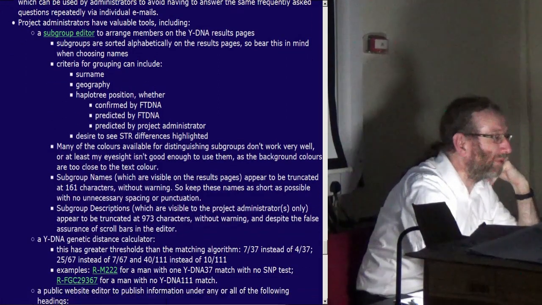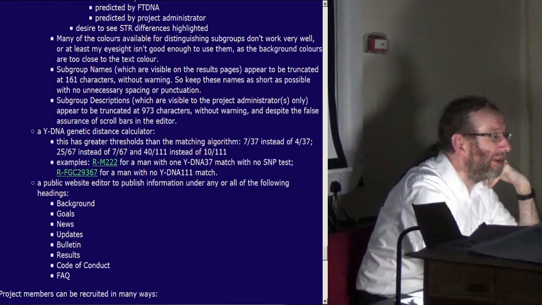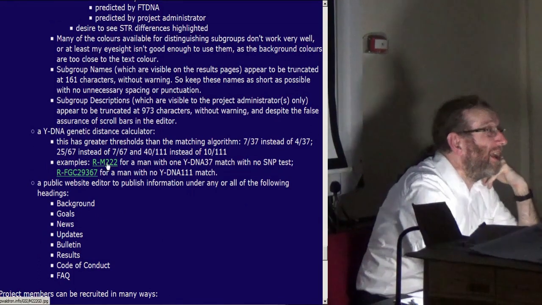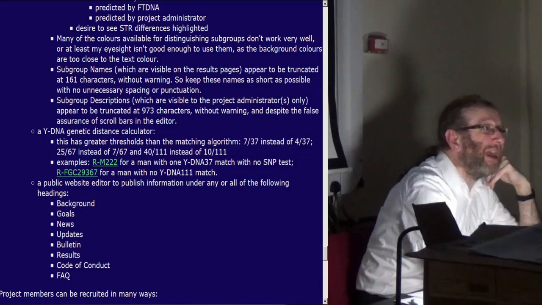Lots of little technical problems, which I won't bother going into. Then we have the nice thing, the genetic distance calculator. You're deemed a match if you've bought 37 markers and you're within genetic distance 4. That's declared a match, and you will see everybody within genetic distance 4 out of 37 from you.